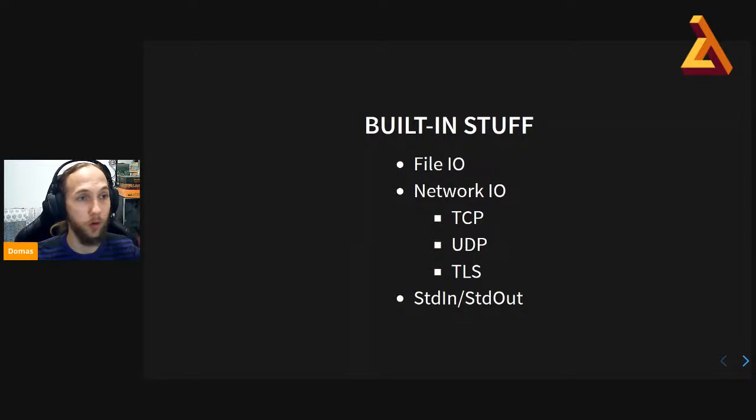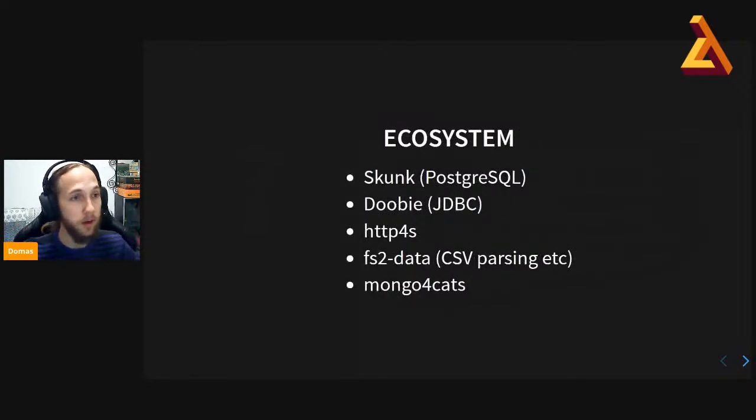So we already saw file I/O, for example, but FS2 also has network I/O, so low-level TCP, UDP, and TLS utilities, as well as standard in and standard out. And all of them, just using them is a lot like what you saw me doing today. It's quite straightforward. And because of the straightforwardness, an ecosystem sprung up around FS2 that uses FS2's primitives, which are built from scratch, as opposed to using, for example, the JVM ecosystem.